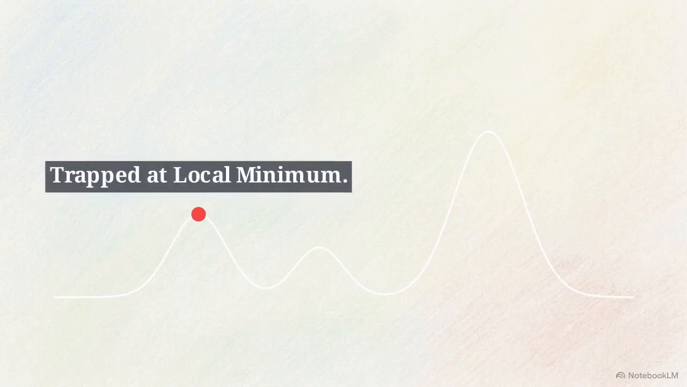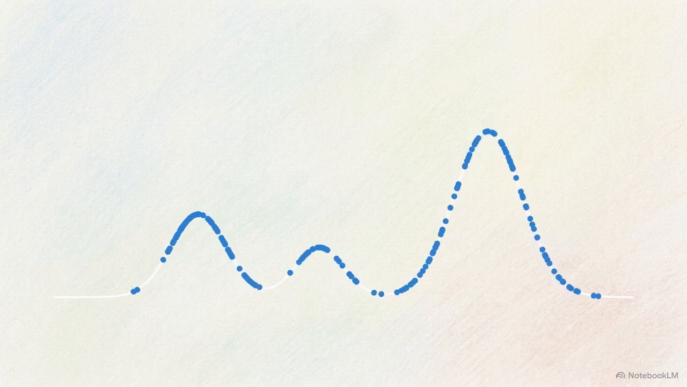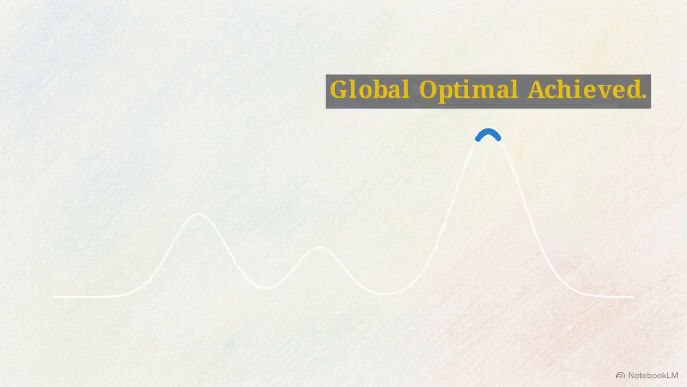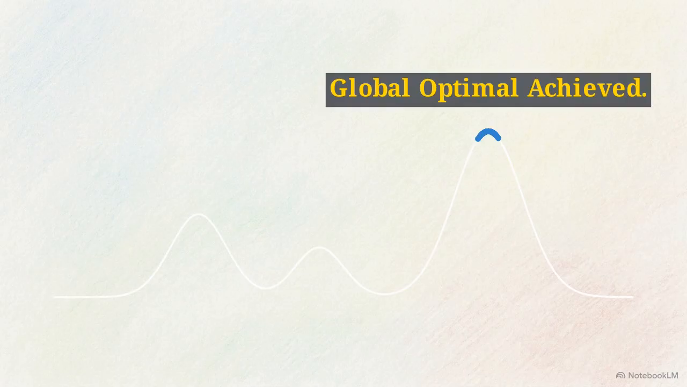Traditional deterministic methods, like hill climbing, can easily get stuck at a good enough local minimum. Genetic algorithms bypass this by being probabilistic. They generate an entire population of possible solutions and literally evolve them to find the true global optimal answer.